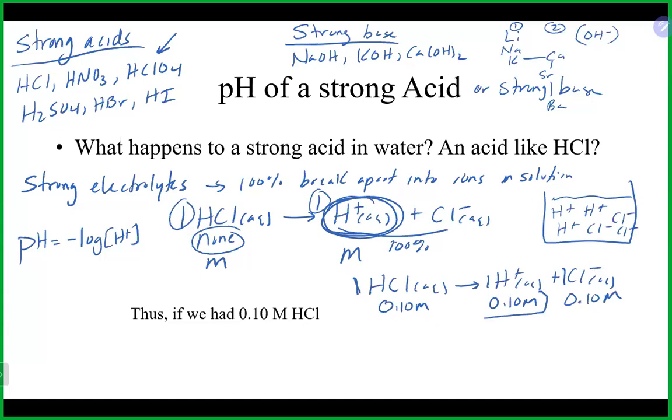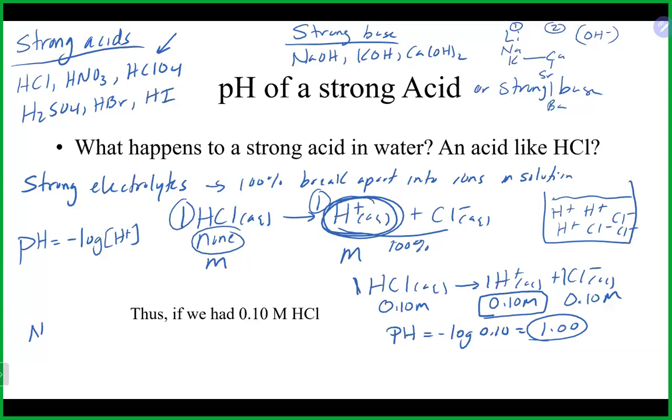So since that is the concentration of the H plus, we can go into our pH, which would be negative log of 0.1 molar. And for this hydrochloric acid solution, that will get us a pH of 1 in this case, which definitely is acidic. So the good news is if it's a strong acid, pretty much you have the H plus concentration, you go right into it. How does a strong base work?